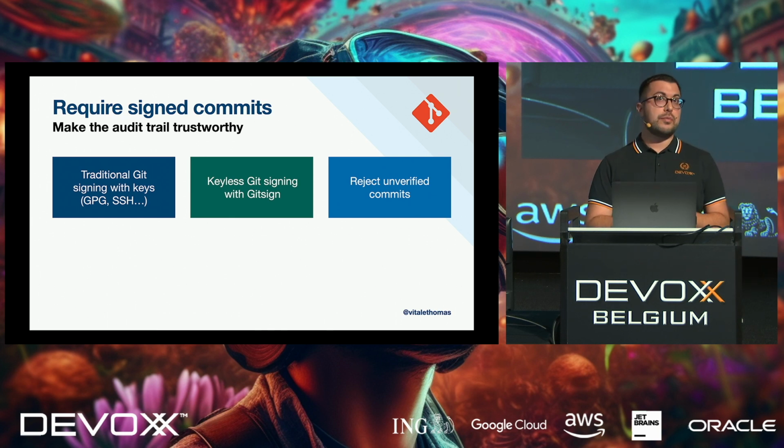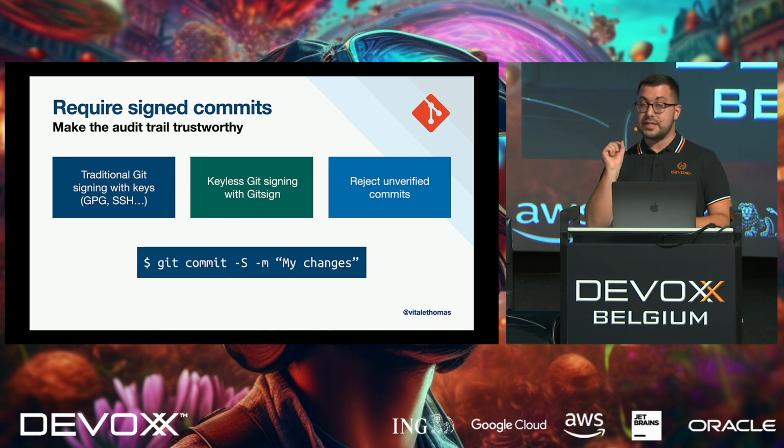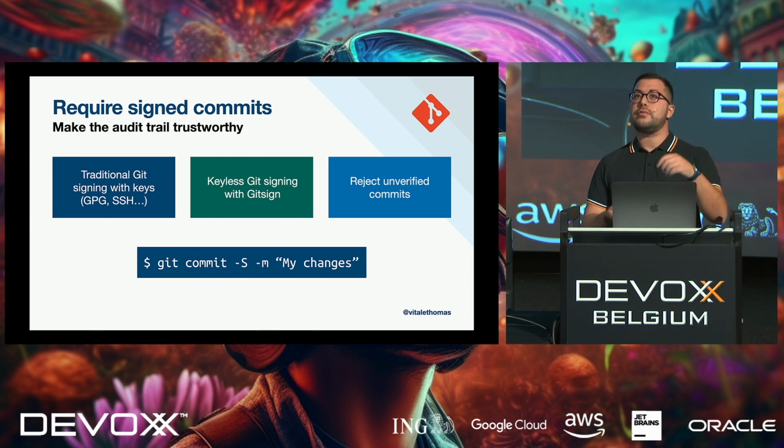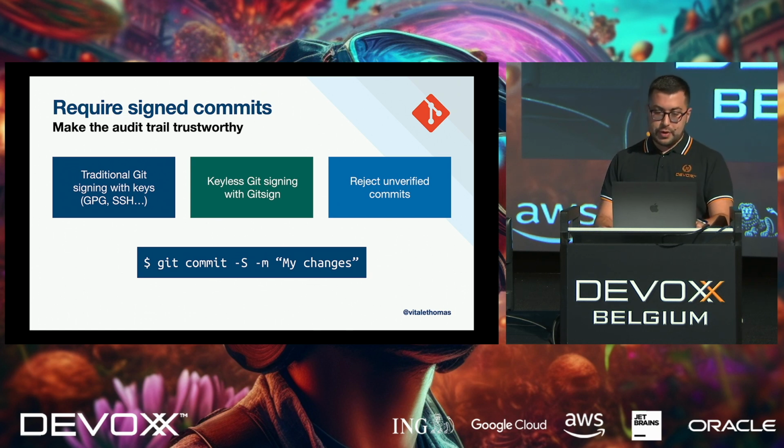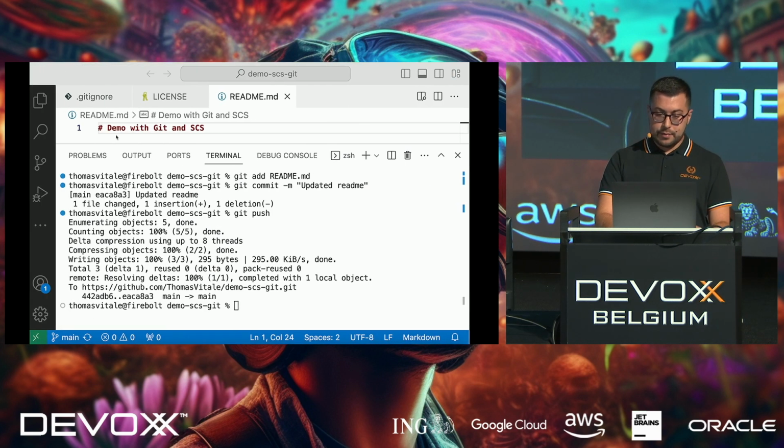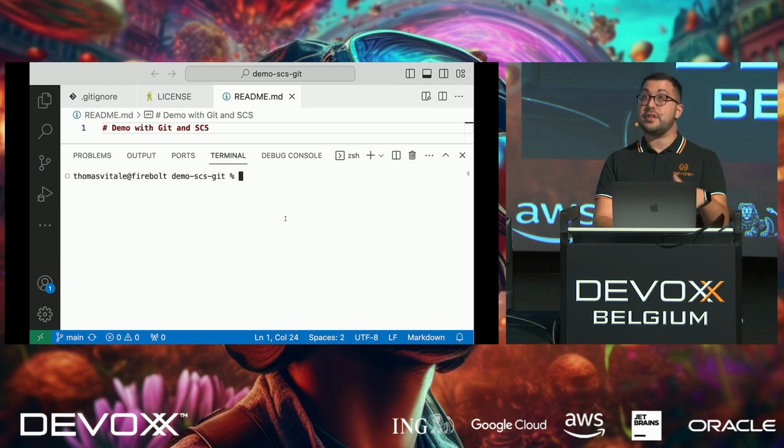And then every time we commit, we can add a little flag, -s, in order to sign that commit. And if it's not signed, our repository should reject the change. So I have already configured some keys for this Git repository.